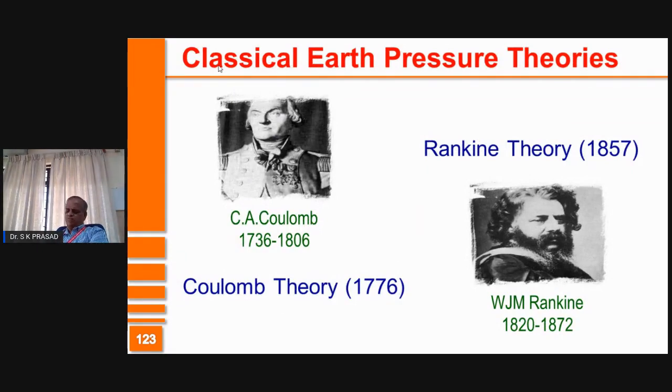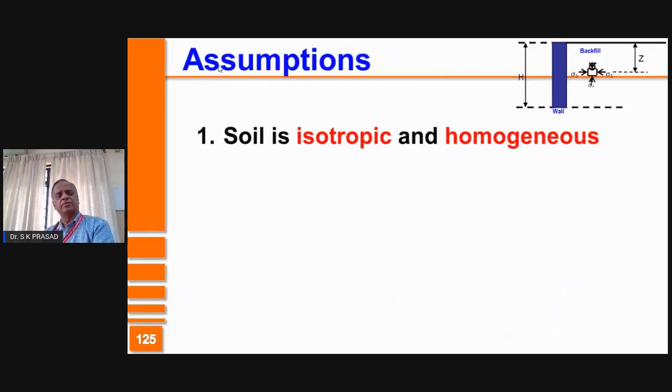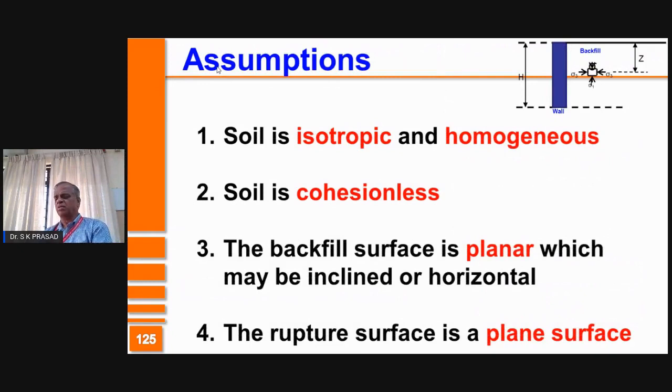So Coulomb produced his theory much before, in 1776. Rankine adopted much more recently, and Rankine's theory was developed sometime in 1857. Well, these are all the assumptions Rankine made. I don't have to explain.